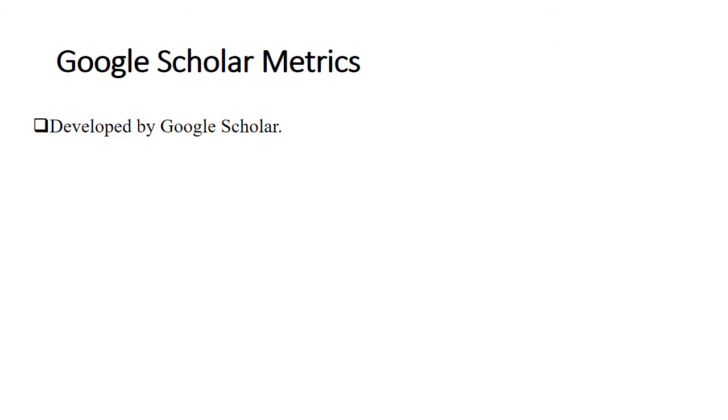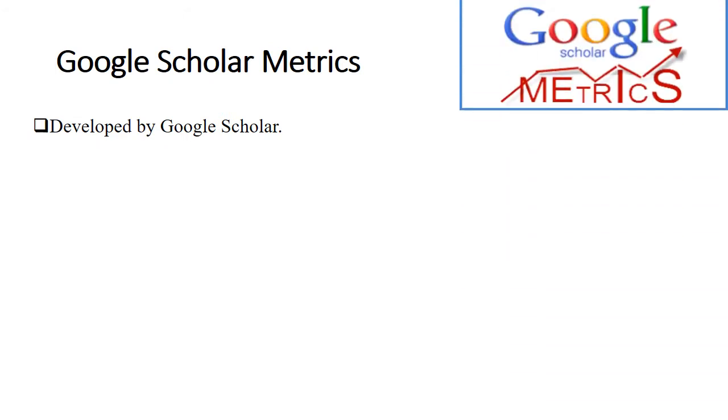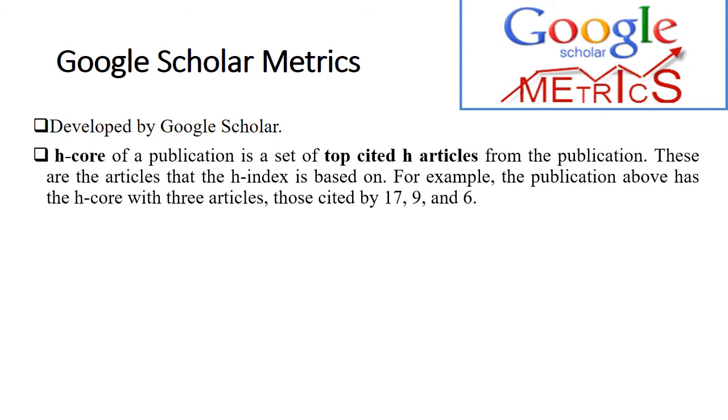Next we are going to discuss Google Scholar metrics. This is developed by Google Scholar. It has basically 3 main metrics. The first one is H-core. H-core consists of the top cited h articles which were used to develop the H-Index. In the previous example that we considered, the first 3 publications were used for the development of the H-Index of that author, which was 3. So the articles with citations 17, 9 and 6, which formed the basis for developing the H-Index, become the H-core.